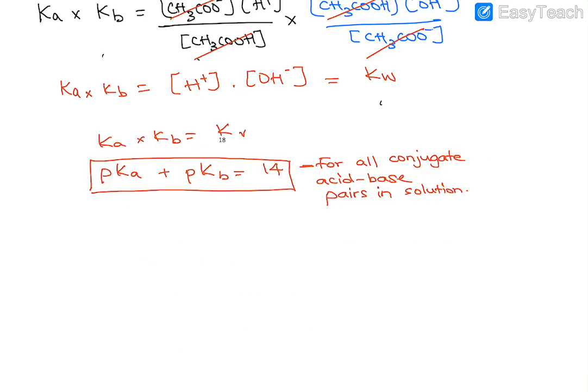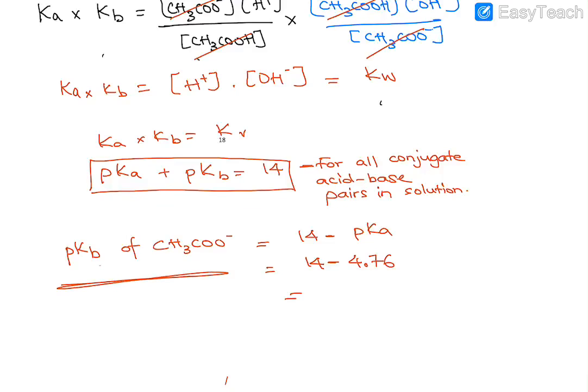Now for example, if you need to find the pKb of the ethanoate ion, you can simply look for the Ka value of ethanoic acid. So 14 minus the pKa of ethanoic acid. If you look it up in the data booklet, you should get 4.76, so that the pKb of the ethanoate ion is 9.24. So this is how you can find it, and then from this you can find OH- concentration, pOH, etc.